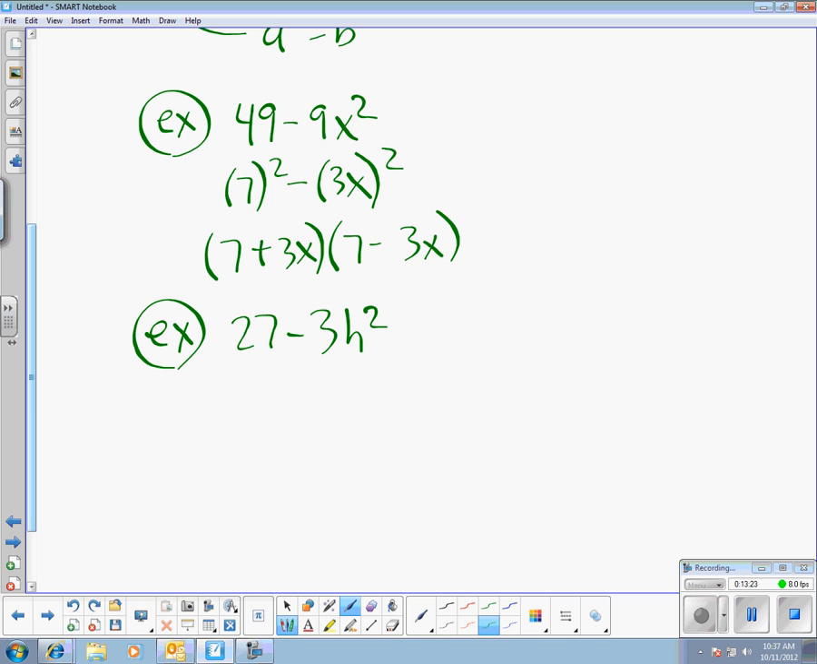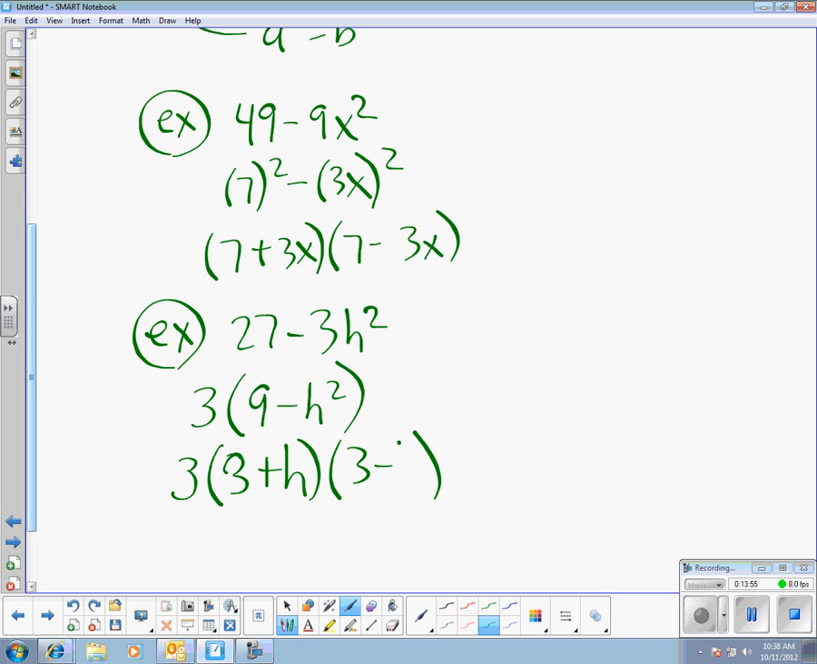Anytime you factor, this is just a general statement for any factoring of any style in any level of a class. If there are two terms or more that have something in common, you need to get that common stuff out. These are not perfect squares, but they both have a 3 in common. So factor your 3 out, and you get 9 minus h squared. And now you can see that I'm left with a difference of 2 squares. So the 3 stays out front, and then the 9 minus h squared becomes 3 plus h, 3 minus h. And that's now completely factored. Factoring completely means keep factoring until everything left is prime.